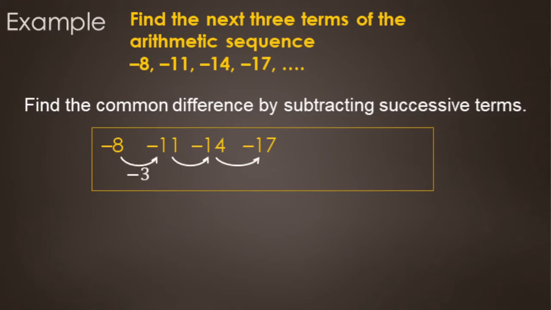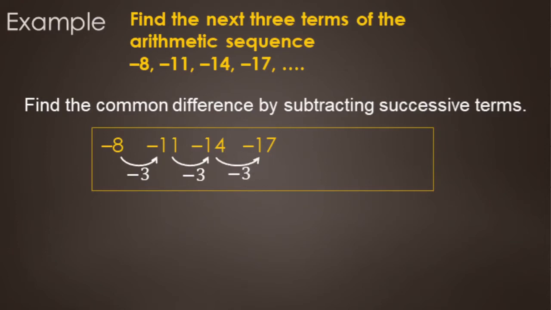And these are negatives, so we do got to be a little extra careful there. The numbers themselves are getting bigger, but they're getting bigger in the negative. So if you're thinking temperature, it's getting colder, or if you're thinking money, you have to pay more and more and more. So in this case here, negative 11 and negative 14, another minus 3. Negative 14 to negative 17, another minus 3.